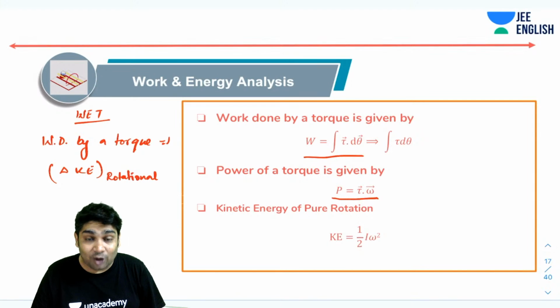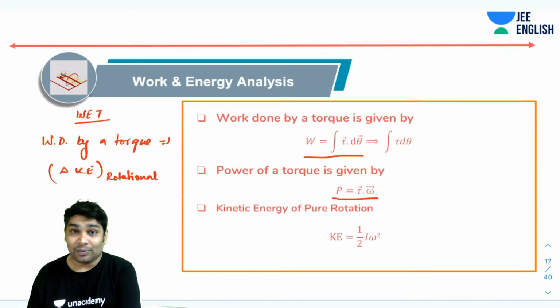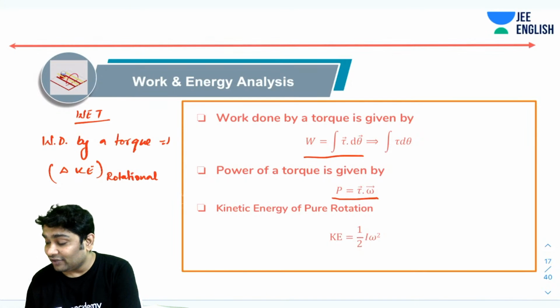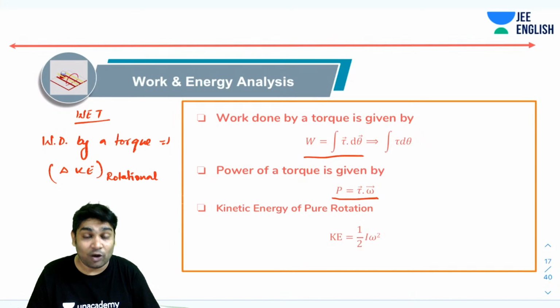Now, whenever torques do work, they change rotational kinetic energy. So when you're applying the work energy theorem, you need to use the form that work done by a torque will be equal to the change in the rotational kinetic energy. And you already know that kinetic energy of pure rotation is given as half I omega square. So how do you apply this approach? Find the work done by the torque about the axis of rotation. Okay, always do that.